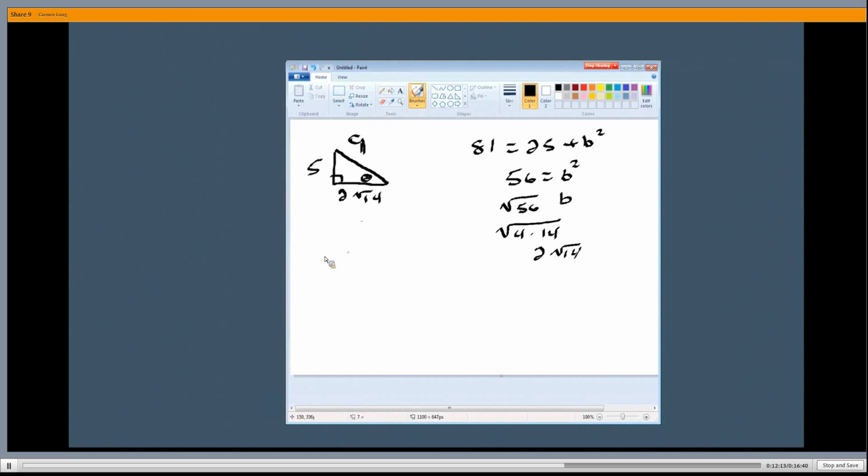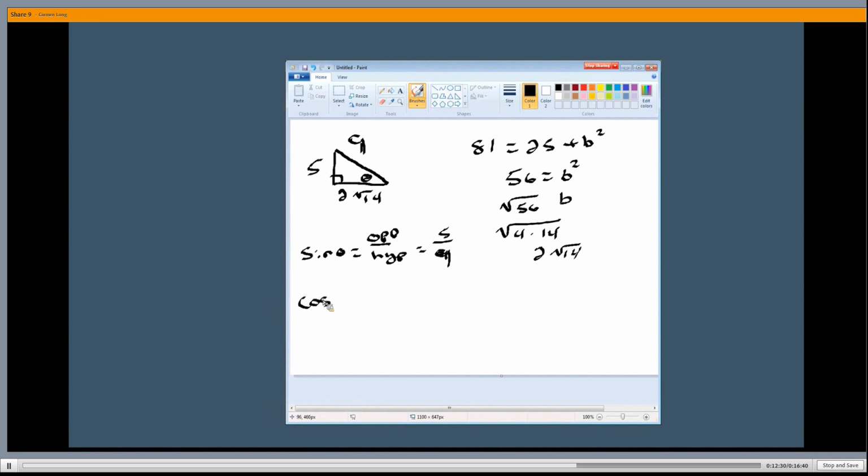All right, so let's do the sine of theta. Remember, the sine of theta is opposite over hypotenuse. Well, opposite of theta is 5 and the hypotenuse is 9. So our sine of that angle theta is 5/9.